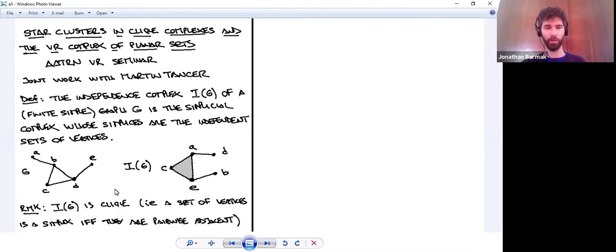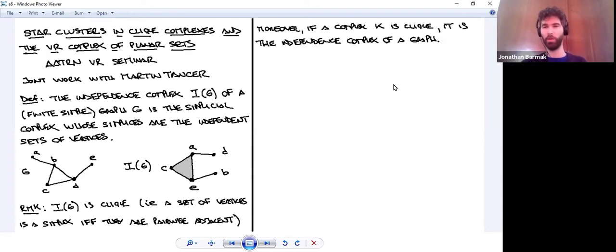It is easy to check that independence complexes are always clique. By this I mean that the complex is determined by the one skeleton, in the sense that a set of vertices is a simplex if and only if they are pairwise adjacent. Every time we have a set of vertices in which every two are adjacent, this has to be a simplex. The converse also holds here. If we have a simplicial complex which is clique, then it will be the independence complex of a graph, namely the complement of the one skeleton. So if we study independence complexes of graphs, we are studying all the clique complexes. They are the same.